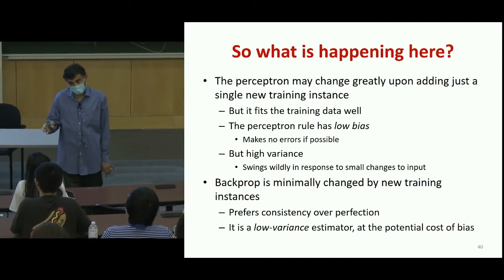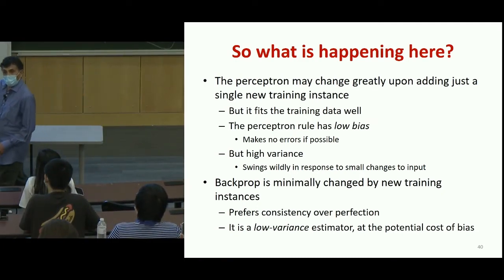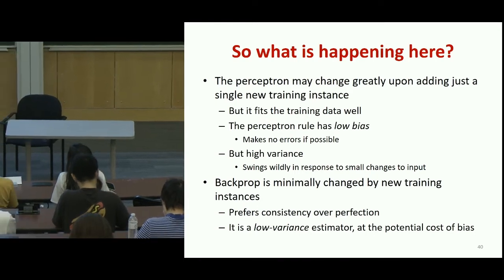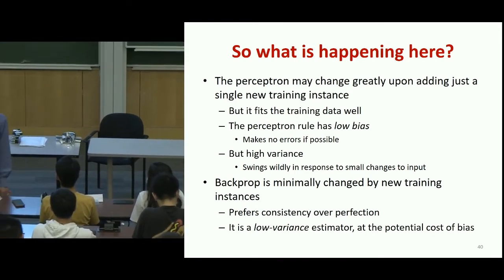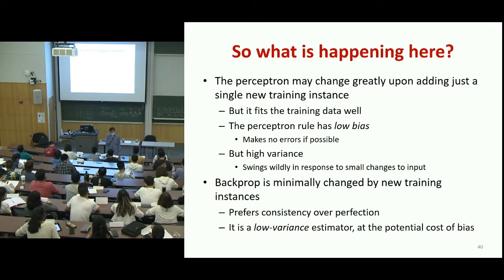Backprop has a bias. It is biased towards the majority. If you have one instance swinging around, that's not going to make a big difference to the solution. But it doesn't have variance. And in our books, that's a good thing.